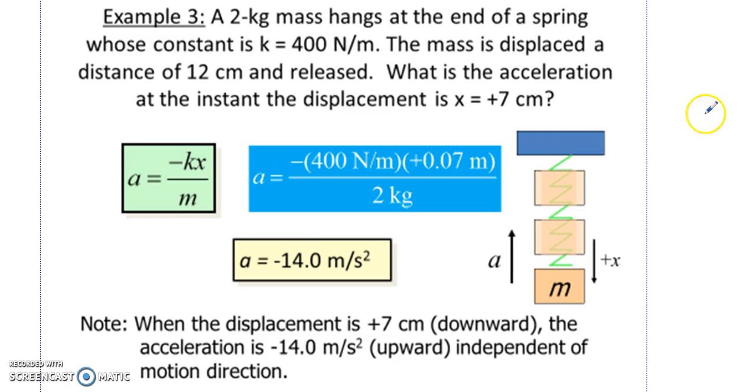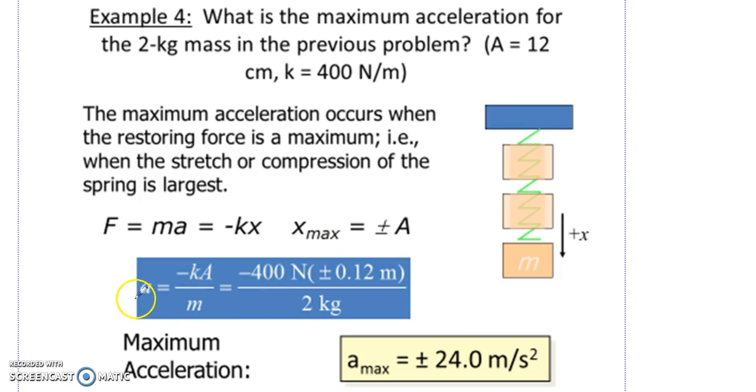A 2 kilogram mass hangs at the end of a spring whose constant is k equals 400 newtons per meter. The mass is displaced a distance of 12 centimeters and released. If you notice, we have the spring constant, negative 400. We have x, the displacement, which has been changed from centimeters to meters, and we have the mass, which gives us the acceleration. Example 4, we have acceleration equals the negative spring constant times A, which is 12 centimeters, divided by the mass again. So the maximum acceleration is here.